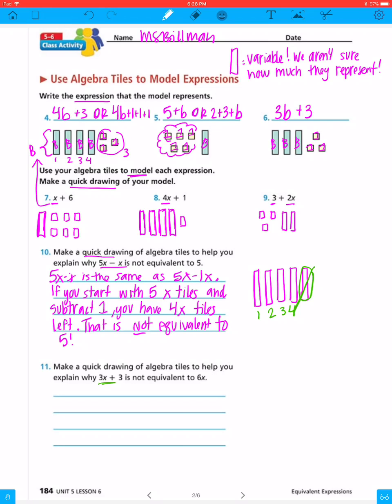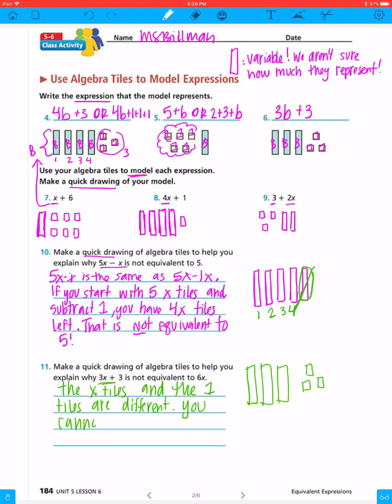All right, we're going to make a quick drawing to show and explain why 3x plus 3 is not equivalent to 6x. So if I have my 3 x's and I add 3, now, tricky, you can't just add a regular number like 3 to a 3x. It's not going to happen. Now, why? Our 3x represents a variable. The x tiles and the 1 tiles, so the long tiles and the little tiny tiles, they're completely different. We're going to get a different answer for that.